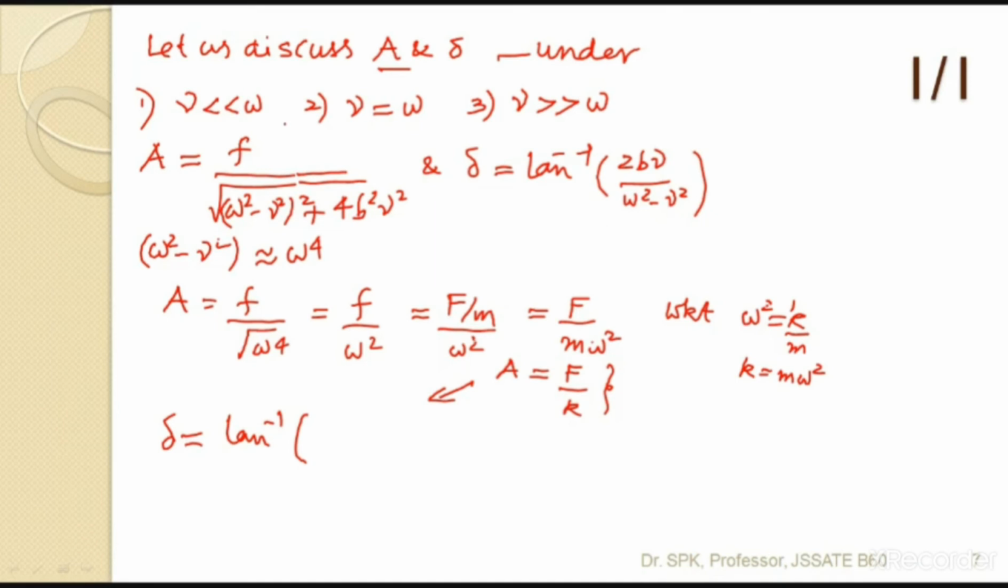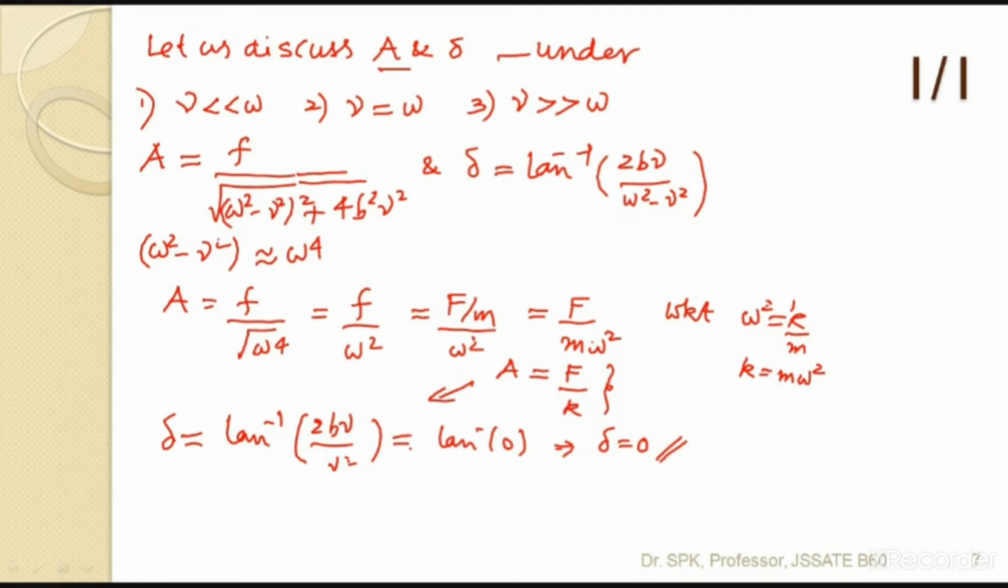I mean, very less. And here in the denominator is omega square, so I can write it as 2b mu by omega square. This becomes a small quantity, approximately equal to 0. This tells us the angle delta is 0. So the phase angle delta is 0.